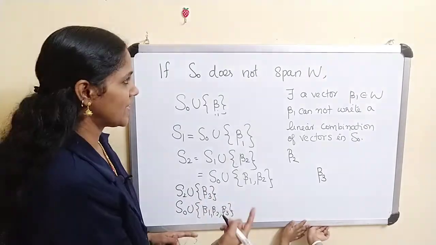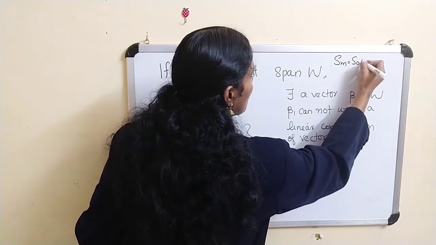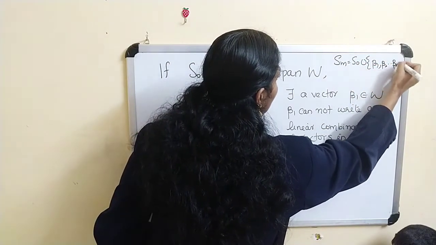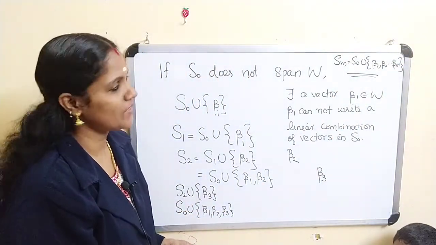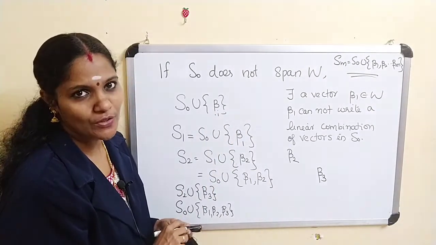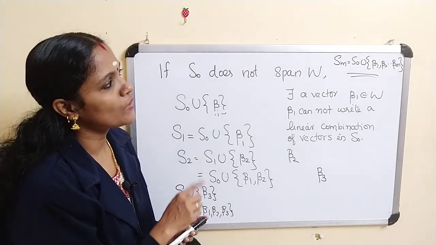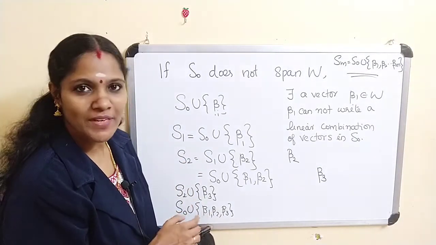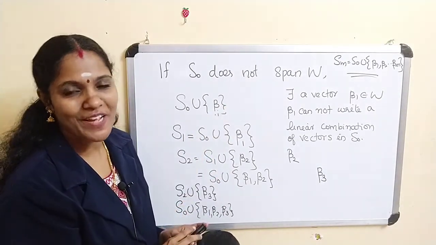Proceeding like this, finally we will reach a set Sm equal to S0 union beta 1, beta 2, etc., beta m, which spans W, because V is a finite dimensional space. Therefore, dimension of W is clearly less than or equal to dimension of V. So we reach a set Sm, equal to S0 union beta 1 etc. beta m, that forms a basis for W, and clearly S0 is a part of a basis.